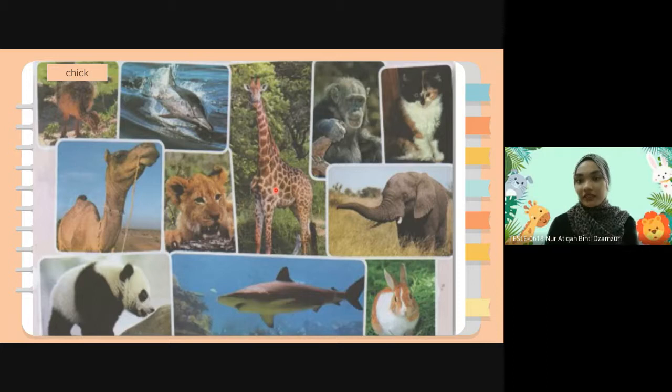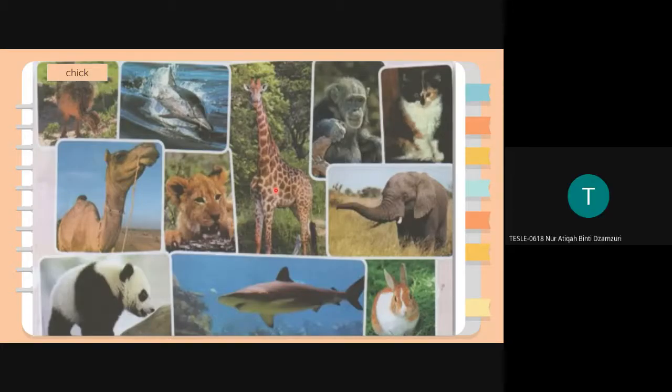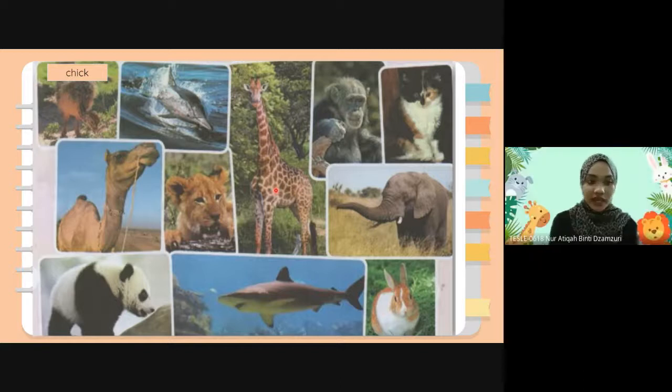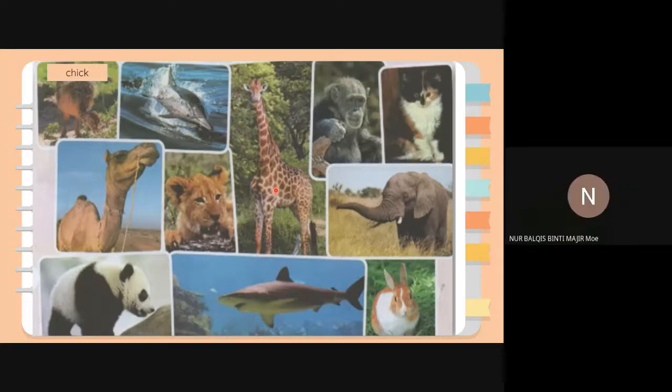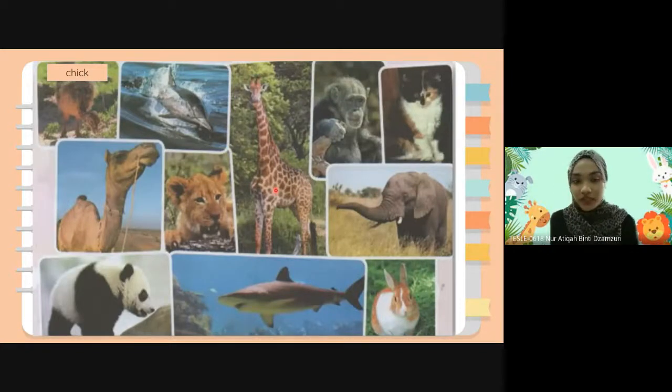Now, do you like chick? Who wants to answer? Okay, Balkis, do you like chick? No. Okay, why don't you like the chick? Kenapa tak suka dekat anak ayam? Because you give reason based on the adjective. Because they are boring. Kalau if you want to use one adjective also can, because they are boring. Okay, well done, Balkis. Because Balkis thinks that the chick is boring.